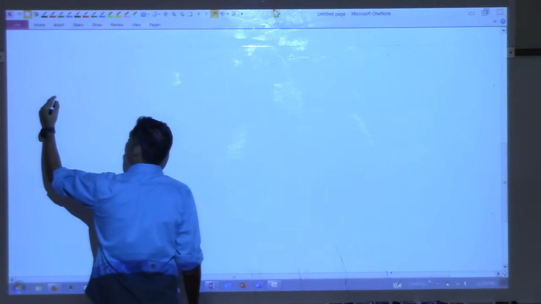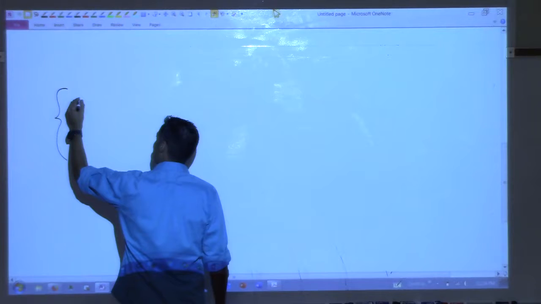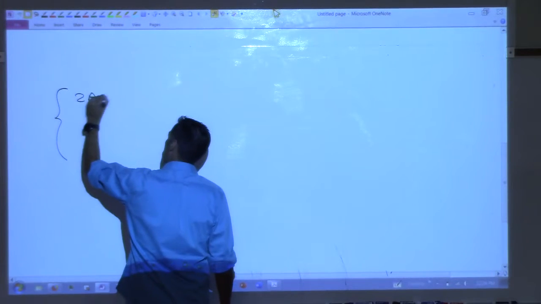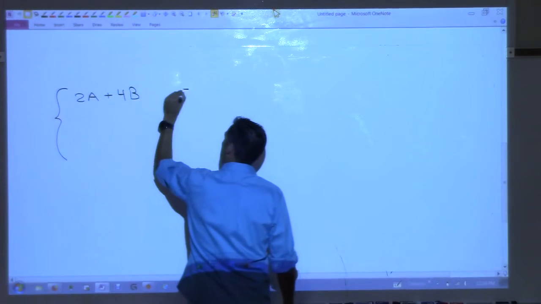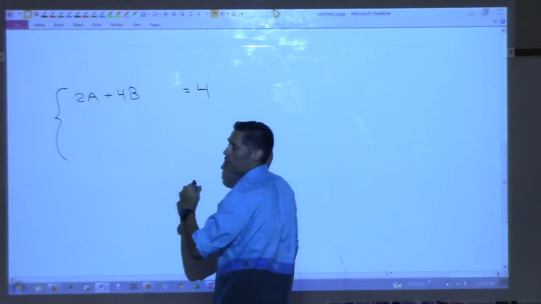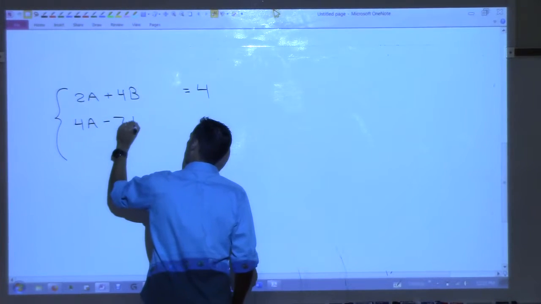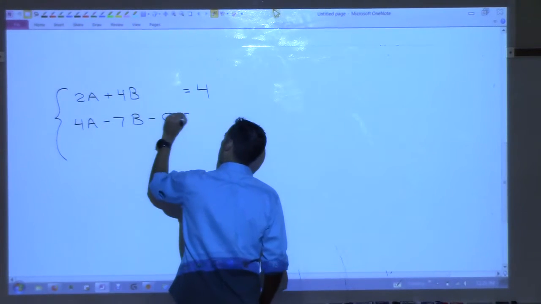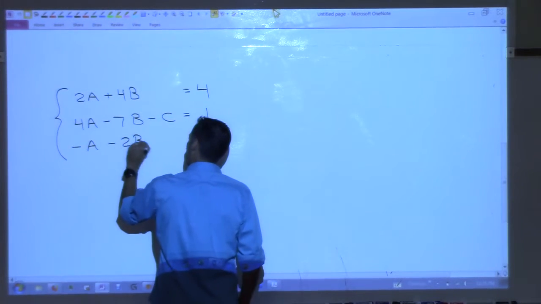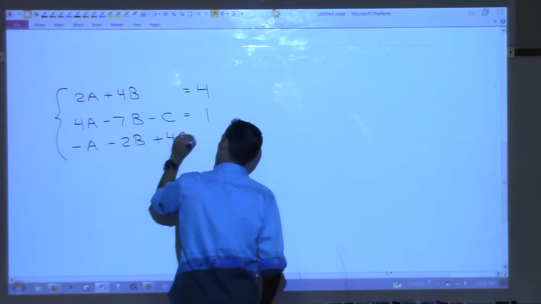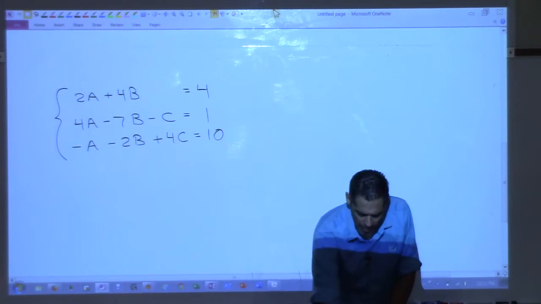And so here's an example of a system of equations. I'm going to use A, B, and C because that's what we were using when we were doing partial fractions. Okay, so let's say we had to solve that system, right?